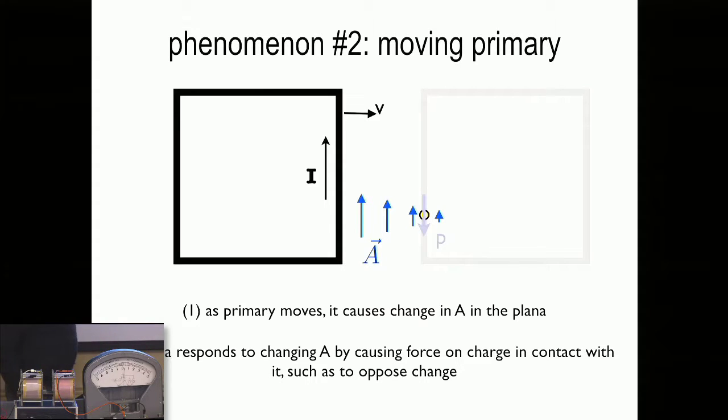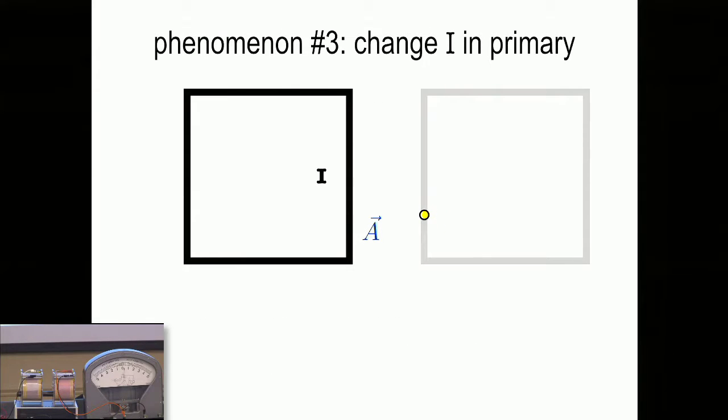The A field in the plana is increasing. And as a result, it looks at any charges nearby and causes a force on them in the opposite direction in proportion to A dot, so that the increased impetus is related to negative A dot. Okay. So the third way is to increase the current in the primary.